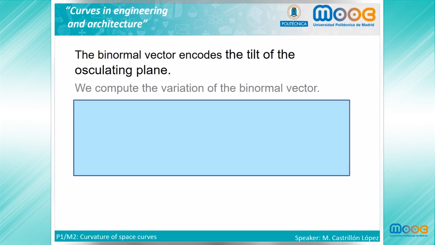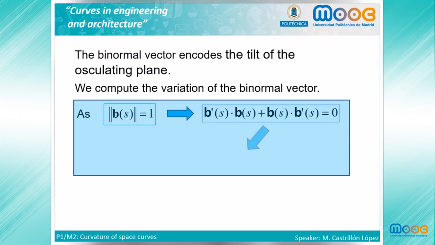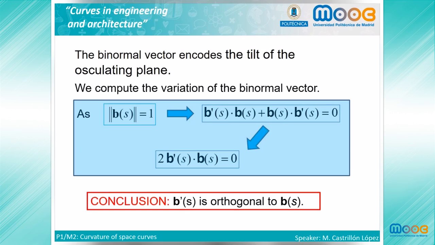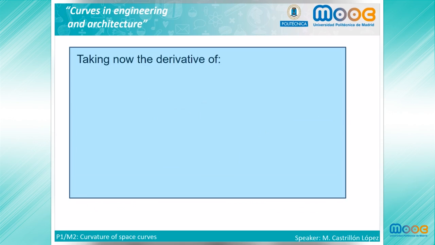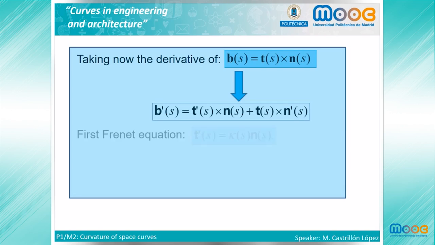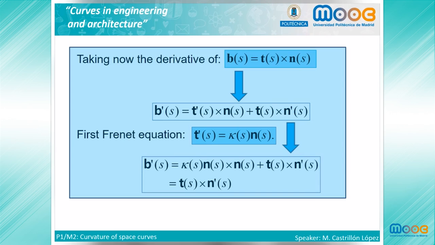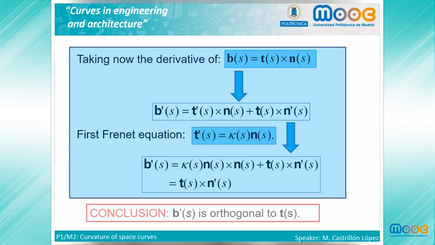Now compute the variation of the binormal vector. As it is a unit vector, by taking the derivative of the identity on the screen, we obtain that the vector b' is orthogonal to the binormal vector. Taking now the derivative of the cross product of the tangent and normal vectors, we obtain the expression on the screen for the derivative of the binormal vector. And by using the first Frenet equation, we obtain that the vector b' is orthogonal to the tangent vector.